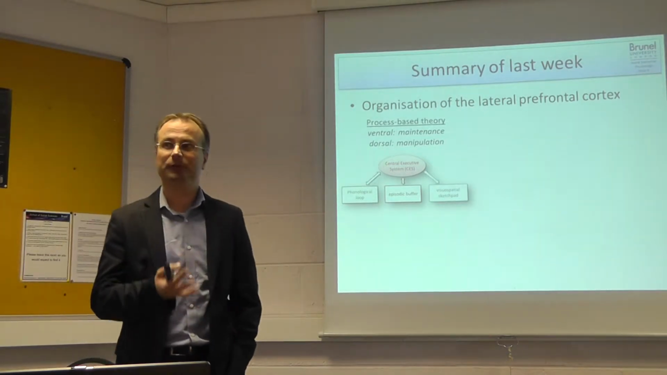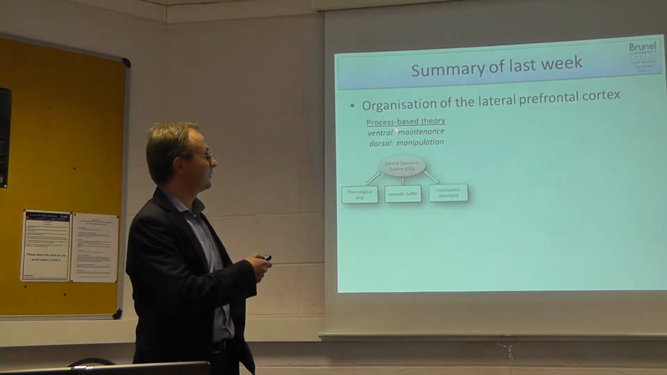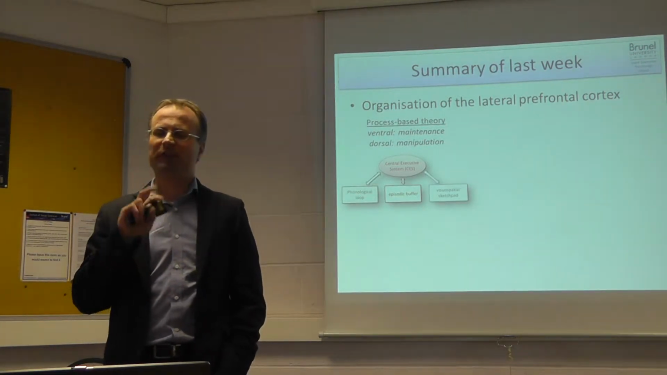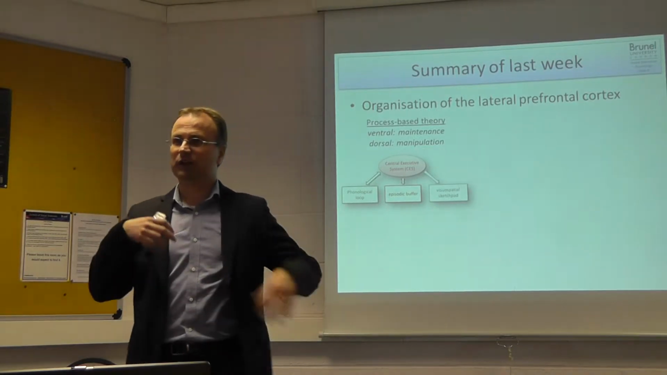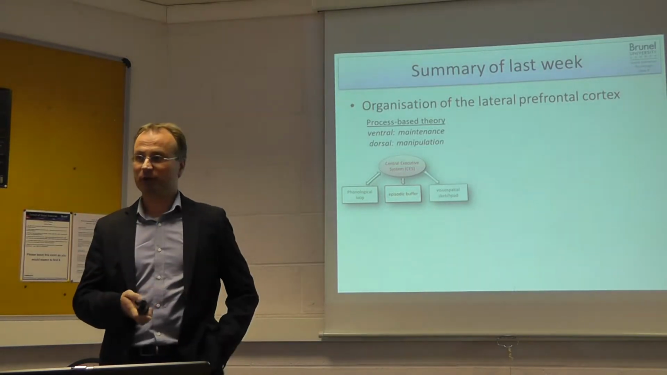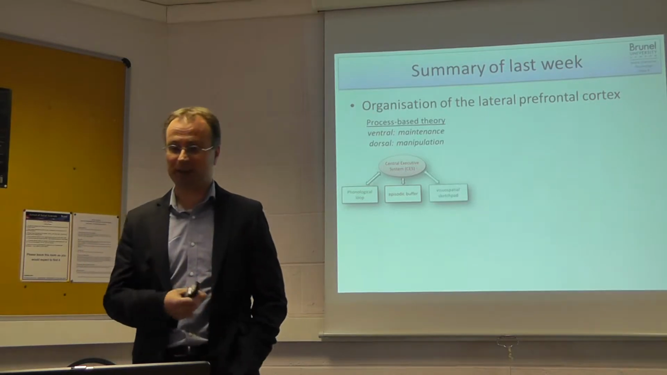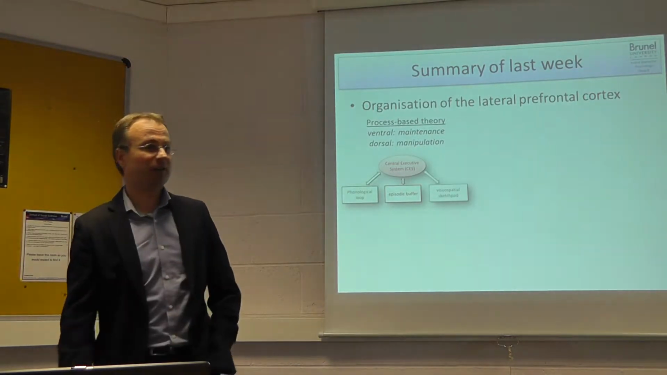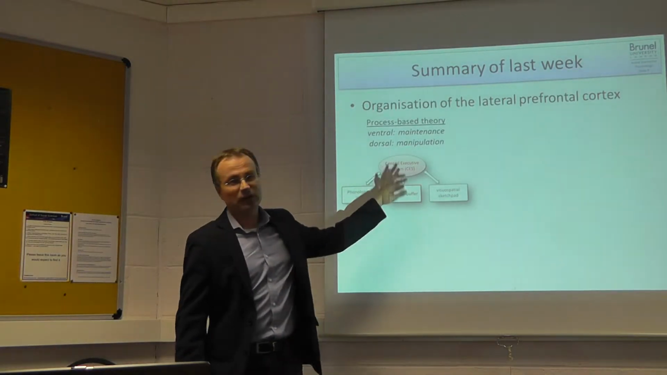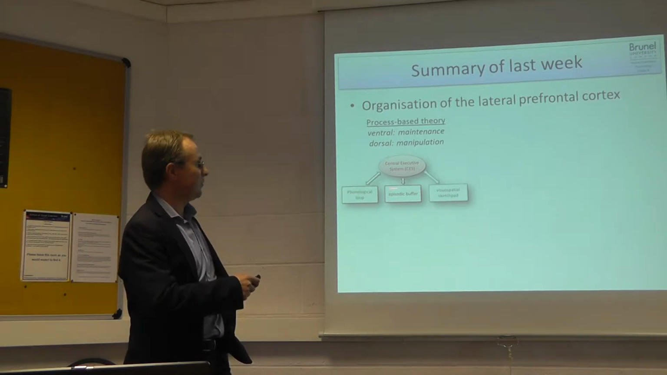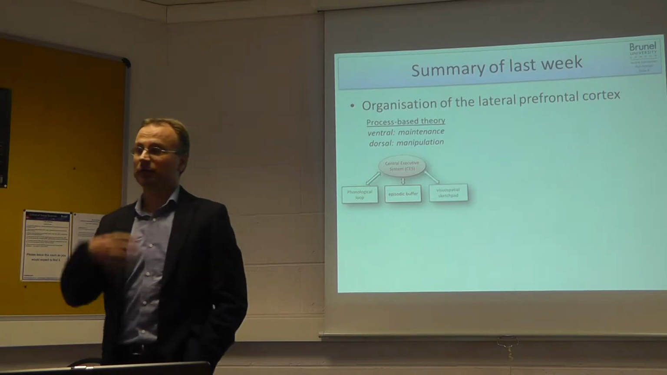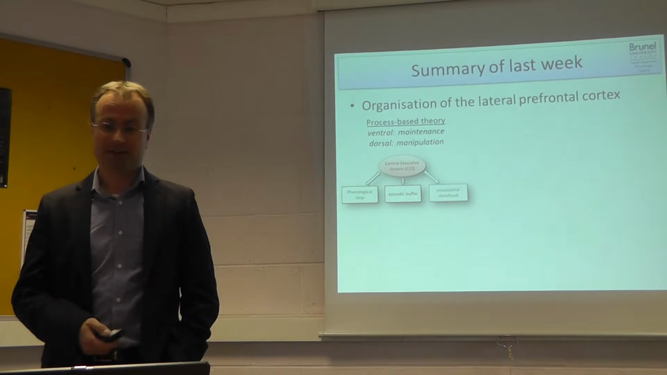For example, if I give you my phone number and you just repeat that in your head, it's maintenance. And if I then tell you, please switch the last two numbers, then it would incorporate an additional component of manipulation because you have to do something with that. And this idea roughly fits the model of Baddeley, where you have separate memory systems which are more ventrally organized, and then you have the central executive system, which is more dorsally organized.